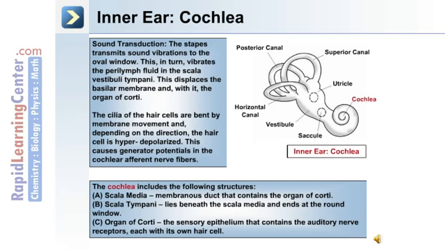Sound transduction. The stapes transmit sound vibrations to the oval window. This in turn vibrates the perilymph fluid in the scala vestibuli and tympani. This displaces the basilar membrane and with it the organ of Corti. The cilia of the hair cells are bent by membrane movement, and depending on the direction, the hair cell is hyperpolarized or depolarized. This causes generator potentials in the cochlear afferent nerve fibers.